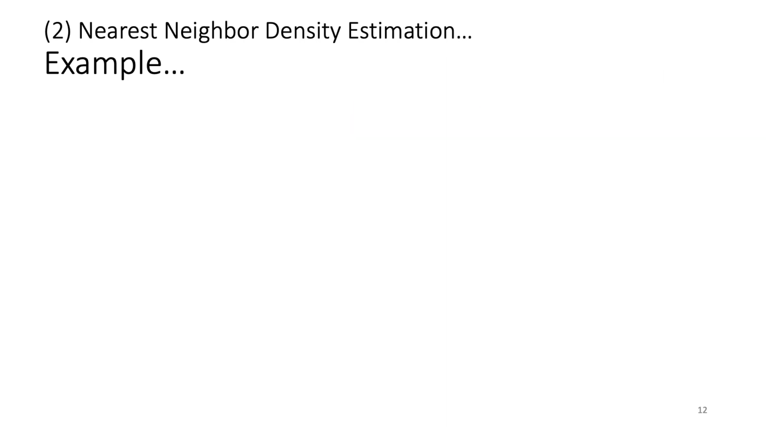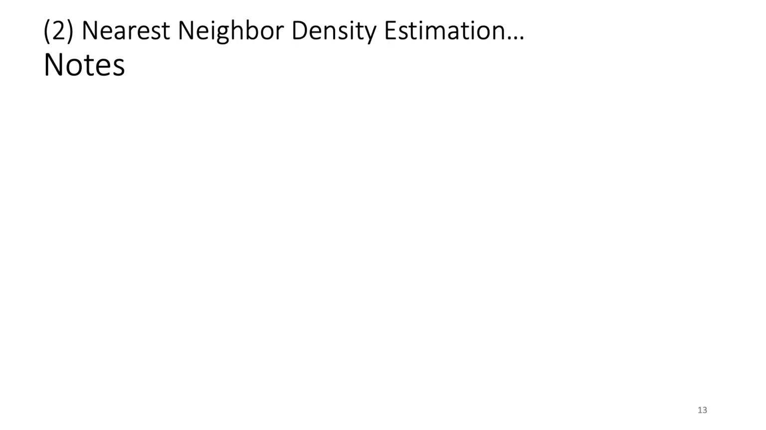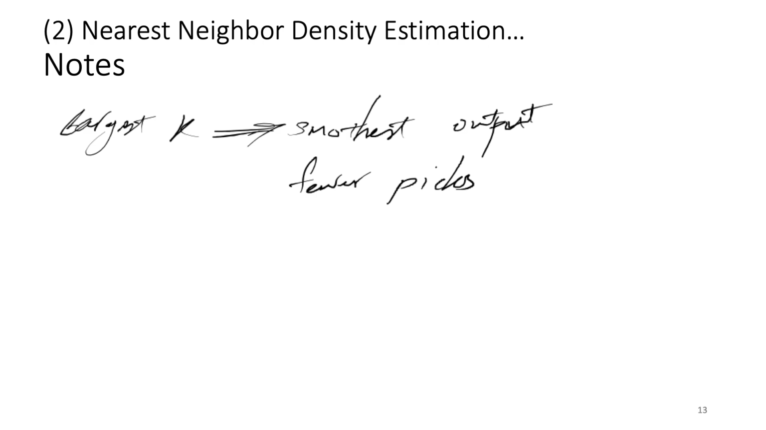Okay, so then some notes. Again, the larger the k is, the smoother the output you're going to have, right? If your k is like 10, 12, those curves are going to be smoother, like this. Whereas when your k is small, you see they have more sharp peaks.